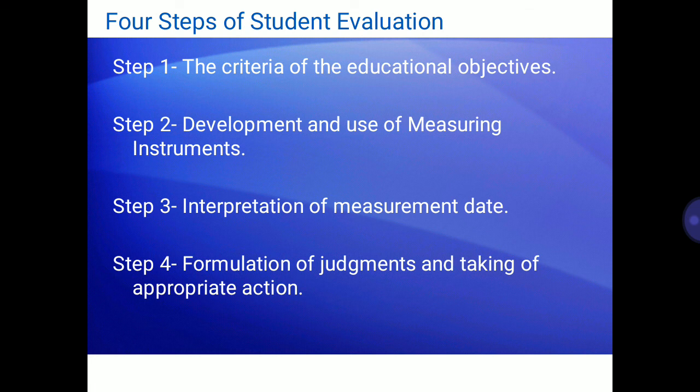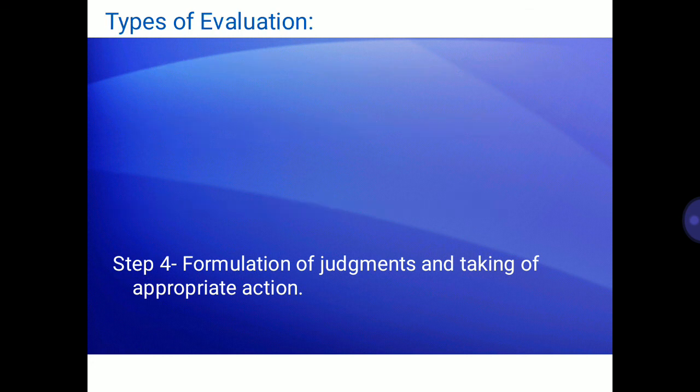First steps of student evaluation. Step 1. The criteria of the education objectives. Second is development and use of measuring instruments. Third is interpretation of measurement data. Fourth is formulation of judgments and taking of appropriate action.